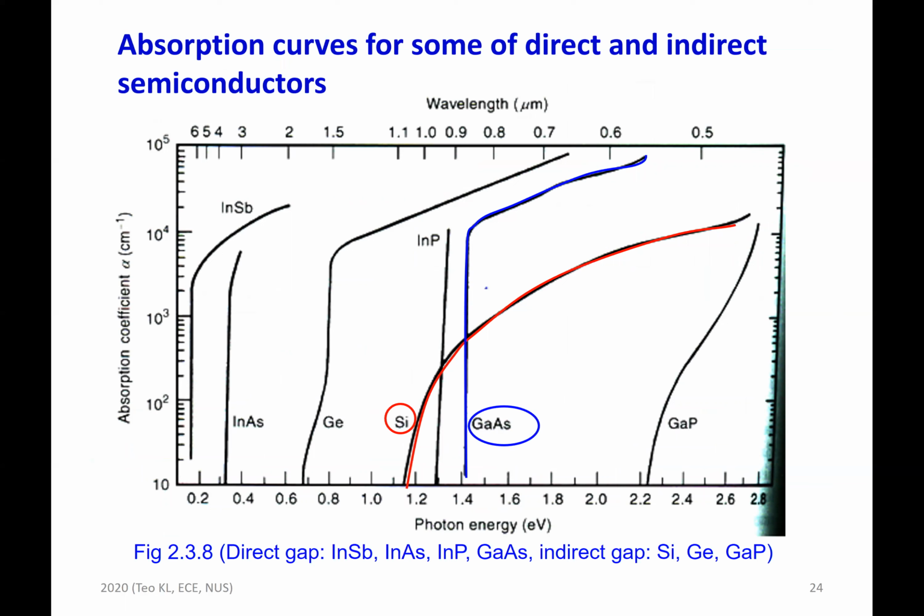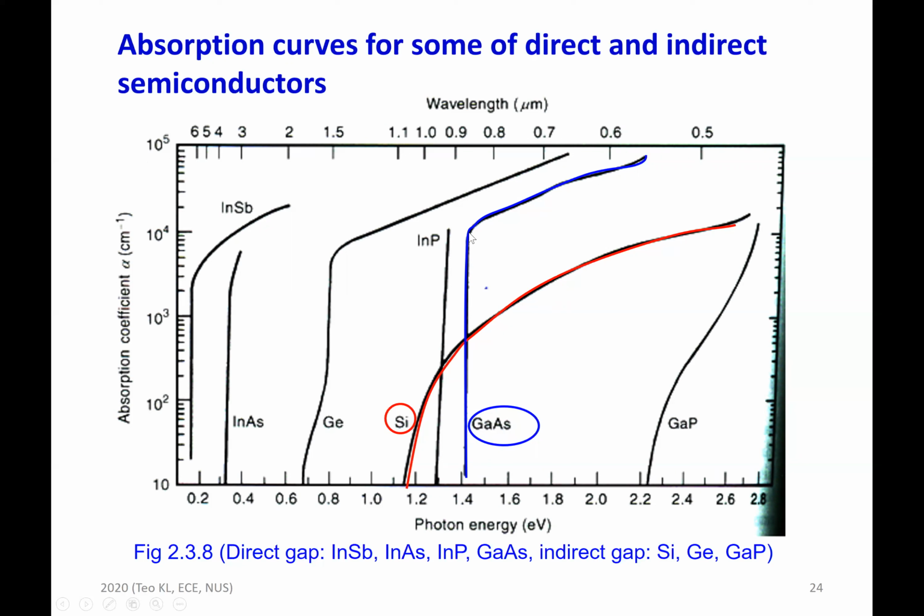This is an absorption curve for some direct and indirect semiconductors. Silicon, germanium, indirect semiconductors; gallium phosphide, indirect; indium arsenide, direct; indium antimonide, direct; indium phosphide, direct semiconductors. So it's all listed here. Now, if we compare the gallium arsenide blue curve and the silicon red curve, the transition rate, that's how readily the electron makes a transition from the valence band to the conduction band. For silicon, the transition rate is smaller. You can see that the absorption coefficient rises not as fast as compared to gallium arsenide.